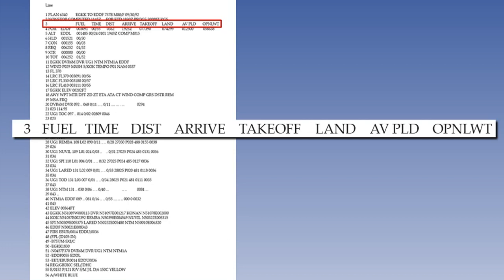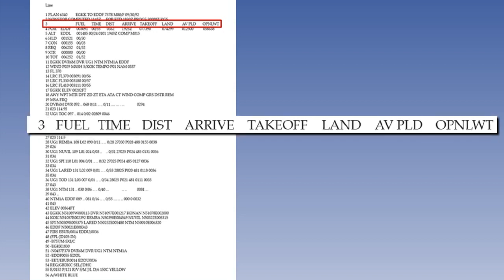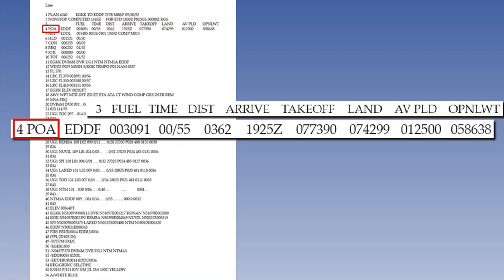Although they do not have the same horizontal spacing, line 3 shows the sequence for the figures in lines 4 to 10. We can show this by reading the figures across line 4. In line 4, we read the point of arrival, POA, is EDDF, Frankfurt. The trip fuel is 3,091 kilograms. Flight time 55 minutes. Route distance 362 nautical miles. And the estimated time of arrival is 19:25 Zulu.